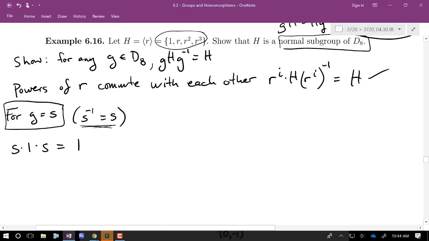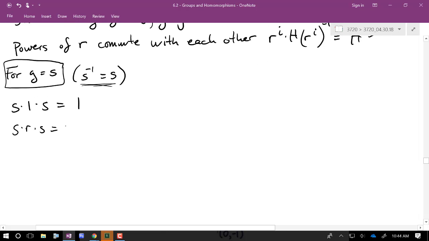Now we'll move to this element, S, R, S. Now we know how to compose elements with each other. So we could flip these guys around, and we get S times SR cubed. And what does this give us? R cubed. Also in H. That's one of the rotations.